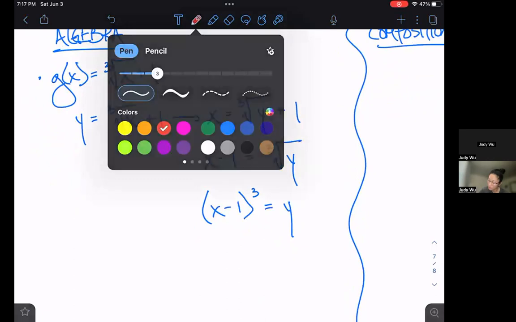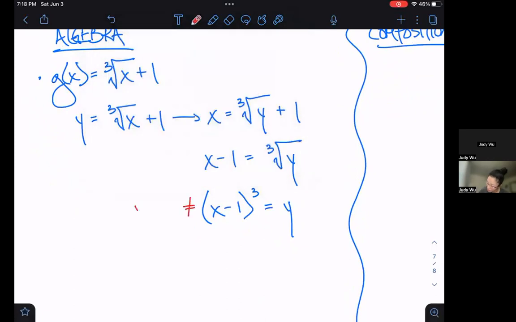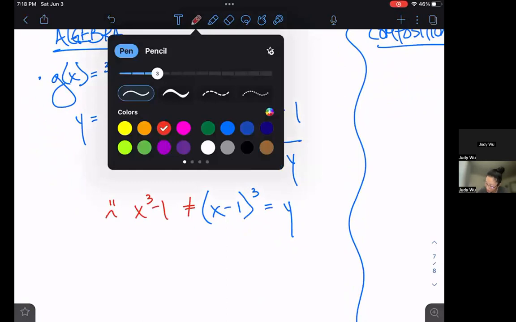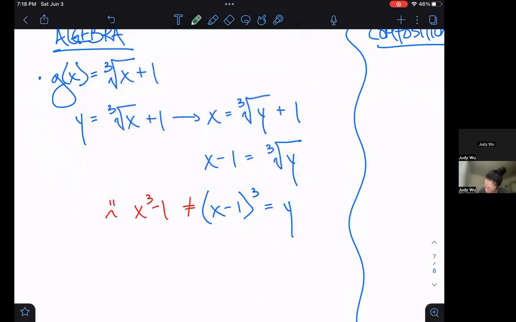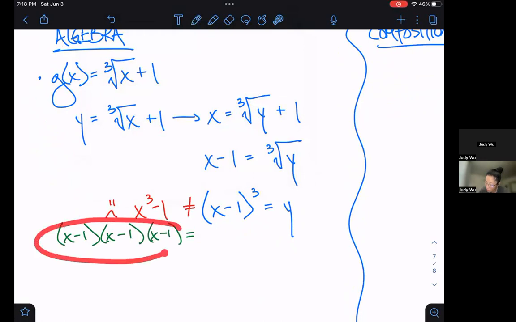Now, just a friendly reminder, this is not the same as x cubed minus 1. Okay, this is not the same thing as x cubed minus 1, because this is actually the same as x minus 1 times itself 3 times, right? So I would have to FOIL everything out. I can't just distribute it like that.